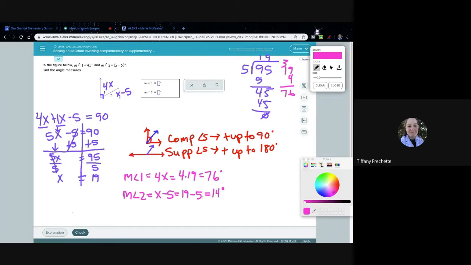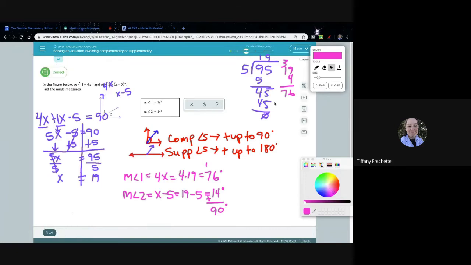And if I add these back together, what should I get? I should get 90 because together they should add back up. So can I check this really quick and make sure that I do in fact get 90 degrees? Sure, that's a good way of checking it just to make sure that you did all your math right so that nothing ends up funky there. All right, so let's check that. And we're good to go.